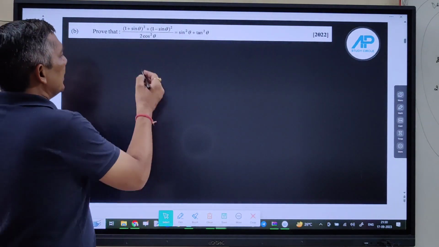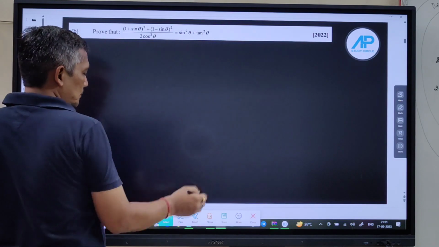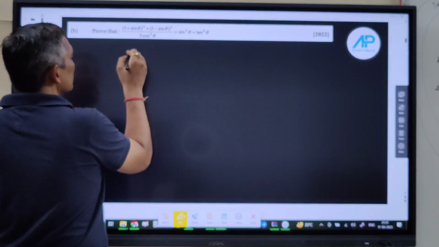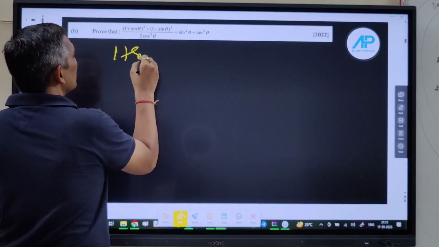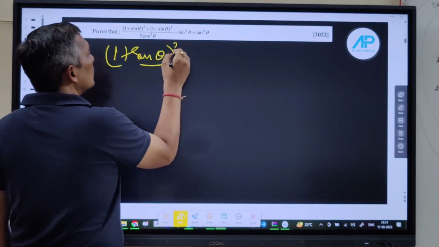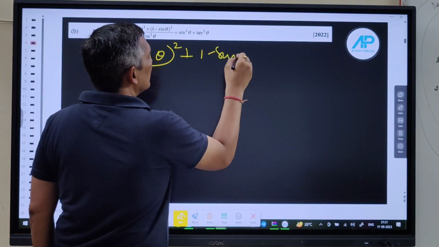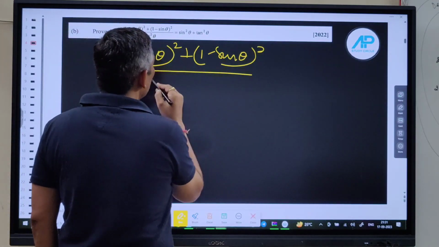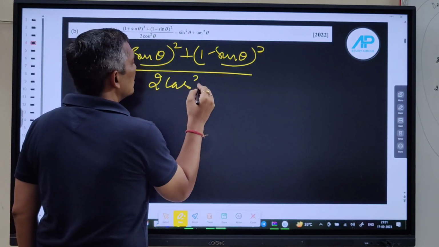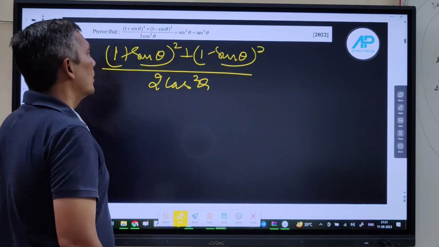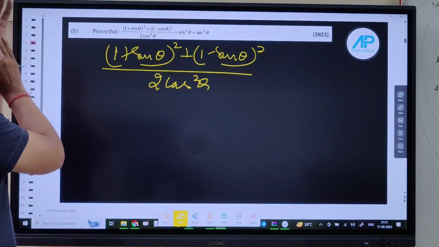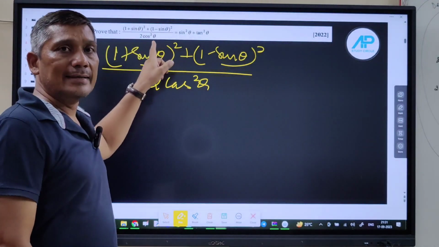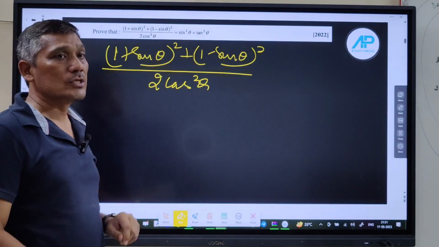1 plus sine theta whole square plus 1 minus sine theta whole square upon 2 cos square theta. I'm writing the question for you. So I have got the square here. 1 plus sin theta whole square plus 1 minus sin theta whole square.